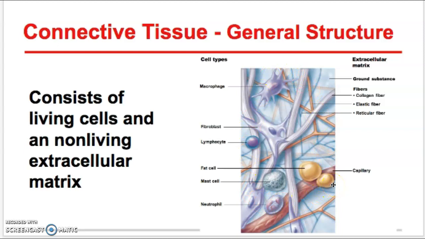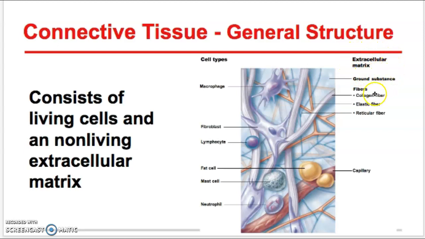When you look at bones, there's far fewer types of cells. But in some of the dense regular and dense irregular and loose connective tissue, you're going to see a lot of different types of cells. Okay, so those are the cells. And then we have the extracellular matrix.